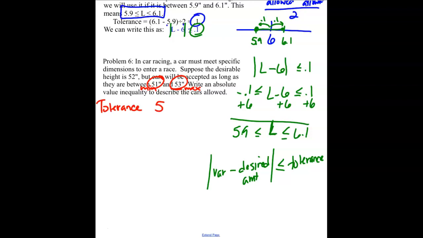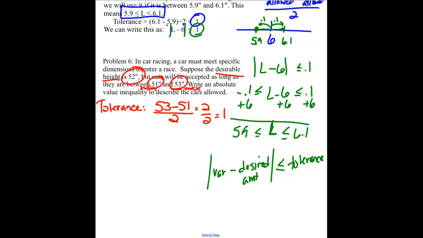We take max minus min and divide by 2. So 53 minus 51 is 2. 2 divided by 2 is 1. We are allowing it to be 1 inch above or below our desired amount.